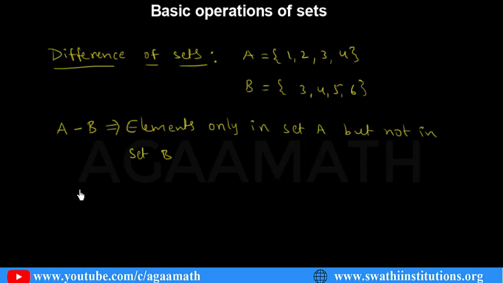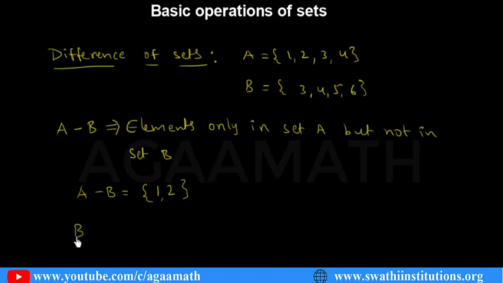See here. A minus B means, see, 1, is it in B? No. Only in A but not in B, so I can write 1. 2, is it in B? No. So I write 2. 3, yes, it is in B, so it is not to be taken, only in A. 4, yes, not to be taken, so that's enough. Elements only in set A but not in B, that is A minus B.